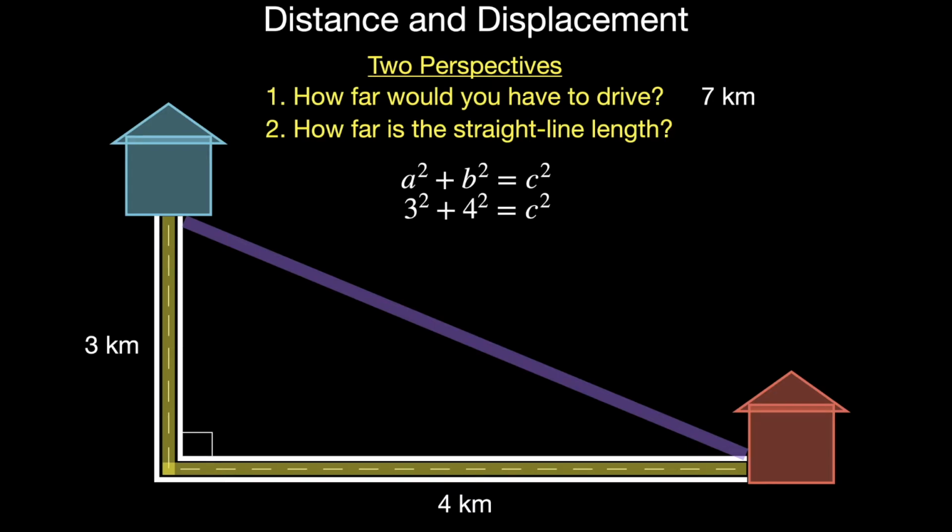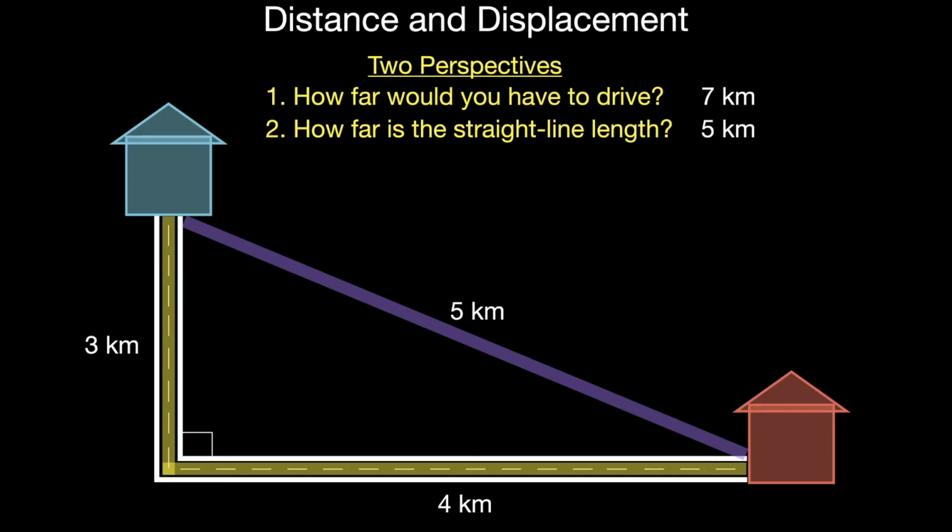So let's do it. First we square both the 3 and the 4 separately, and then we'll add them together, which totals 25. Next, we will square root both sides to get rid of the square on c, because we need to find c and not c squared. And lo and behold, we arrive at an answer of 5. This means that the straight line length between your house and your friend's house is 5 kilometers.